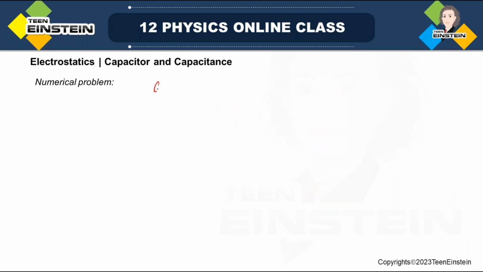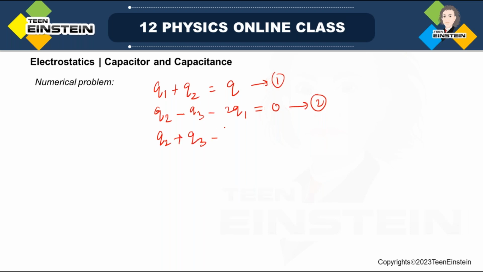First of all, I have Q1 plus Q2 is equal to Q. Let it be equation number 1. Equation number 2, we have found out applying KVL: Q2 minus Q3 minus 2Q1 is equal to 0. Again, we have here Q2 plus Q3 minus Q1 equal to 0. This is from the isolated system concept.